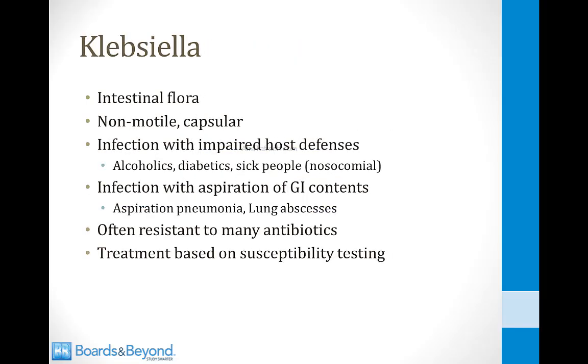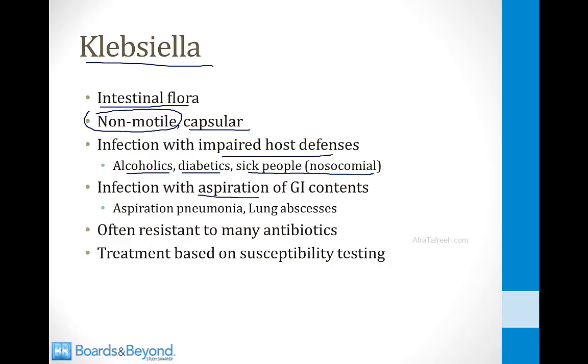The first bacteria we'll talk about is Klebsiella. This is part of the normal intestinal flora. It's non-motile, which is unusual for a bacteria, and it also has a capsule. People who get sick with Klebsiella typically have impaired host defenses. So alcoholics are a classic group, also diabetics, and also people who are sick in the hospital. These are called nosocomial infections. The illness it usually causes is pulmonary disease, so people aspirate stomach contents and get a Klebsiella infection, either an aspiration pneumonia or a lung abscess.